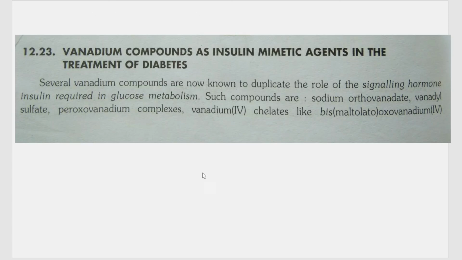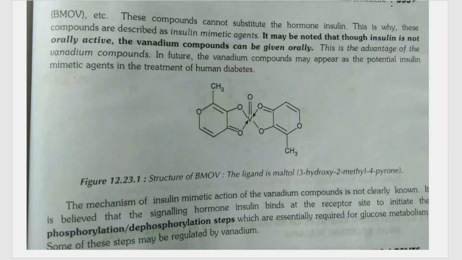Now we are seeing how vanadium is helping to treat diabetes. How does vanadium fulfill this insulin shortage in the body? Vanadium compounds can be called mimetic agents of insulin. That is, they can mimic the action of insulin. The work insulin is doing can be done by vanadium compounds. They are known to duplicate the role of the signaling hormone insulin that is required for glucose metabolism. Some examples you have to know here are sodium orthovanadate or vanadyl sulfate, or even chelates like bis(oxo)vanadium. All of these are used to mimic the action of insulin.